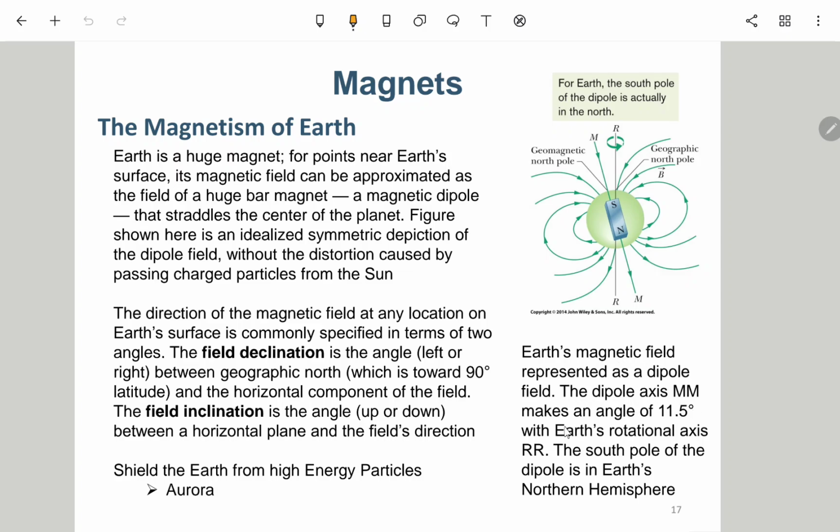Here it also says the Earth's B field is represented as a dipole field. The dipole axis makes an angle of 11.5 degrees with the Earth's rotational axis. The south pole of the dipole is in the Earth's northern hemisphere, and the magnetic north pole is in the southern hemisphere. Finally, the field shields the Earth from high energy particles.